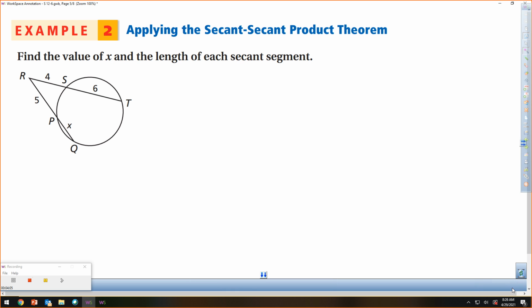So let's do the next example. We want to find the value of X. So this is two secant lines because both of them go through the circle. So it's whole times outside equals whole times outside. So let's look at arc RT first. And we'll set up our equation. So the whole thing is RT times the outside, which is RS. And then we look at the other segment, RQ. And that is the whole thing, RQ, times just the outside, which is RP.